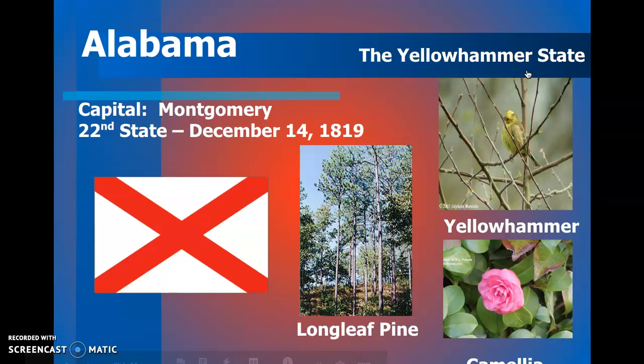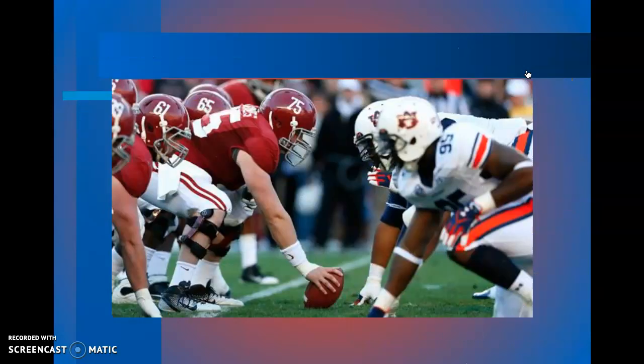So, yeah, Alabama. It is a Yellowhammer state. Capital is Montgomery. 22nd state, and it was founded on December the 14th, 1819. There's a picture of the flag. The longleaf pine is a state tree. The yellowhammer is a state bird, and the camellia is a state flower.